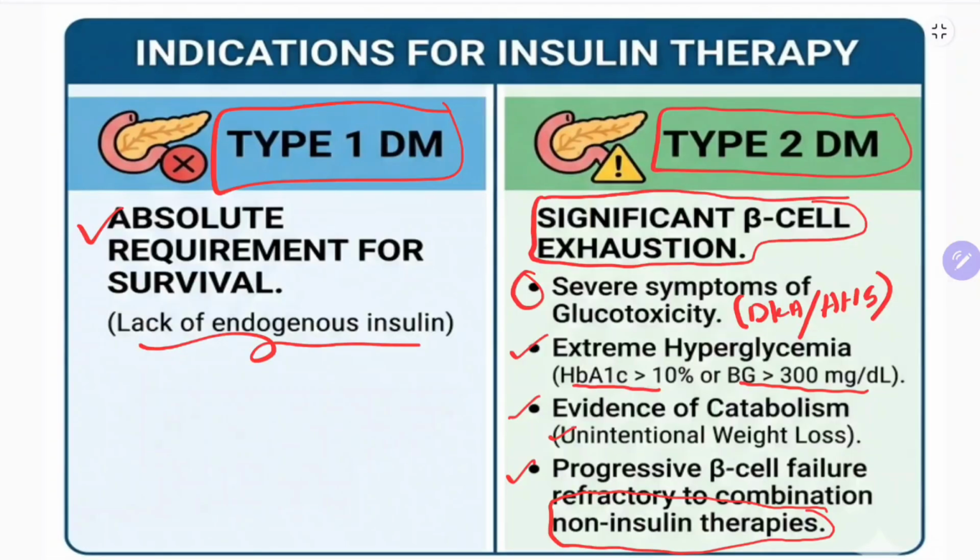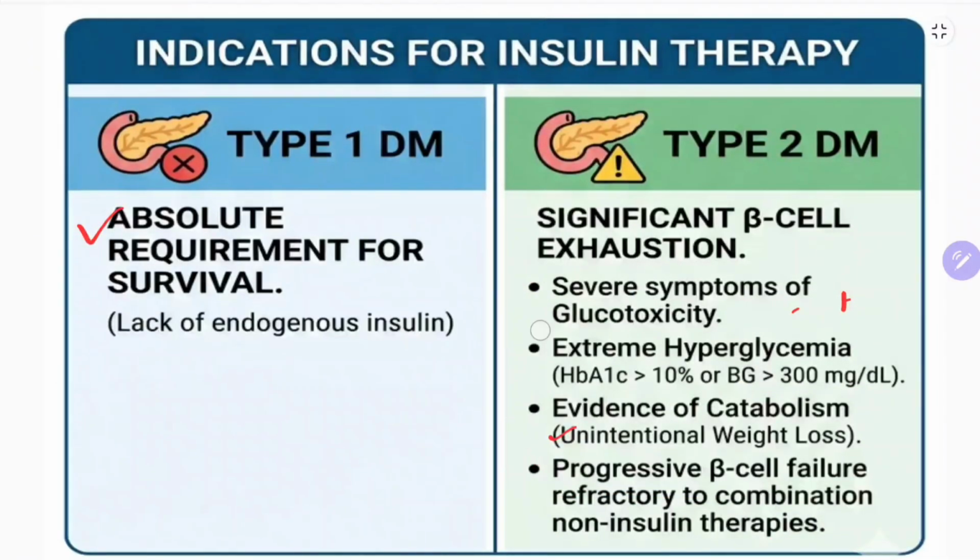So there are four conditions. Number one is the crisis states like diabetic ketoacidosis or hyperosmolar hyperglycemic state. Number two is when there is extreme hyperglycemia, HbA1c more than 10% and blood glucose level more than 300 milligram per deciliter. Number three is when there is unintentional weight loss, and number four is when pharmacological agents fail to achieve the targets. So that's about the indications of insulin therapy in type 1 and type 2.